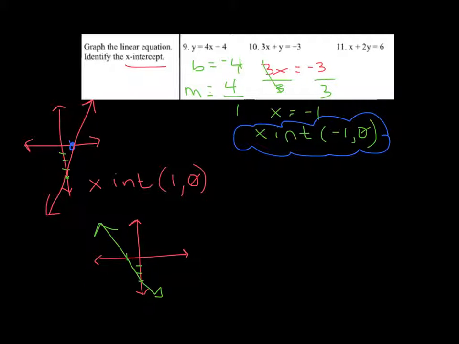So I plotted my x-intercept at -1, and then to find my y-intercept, I plugged in a 0 for x right there, and I saw that y equaled -3. So I put a point on -3, and I drew my line through it. Okay? Notice this line has a positive slope because it slopes up, and this line has a negative slope because it slopes down.